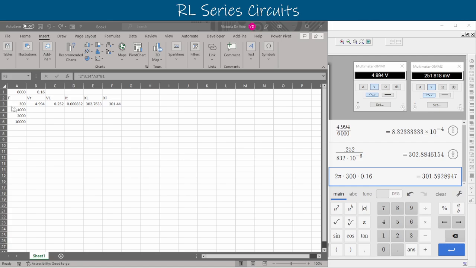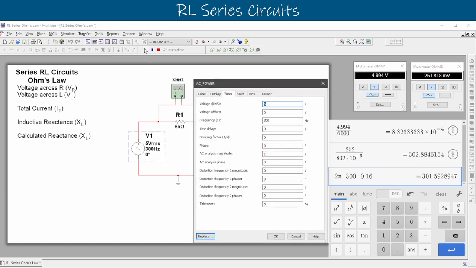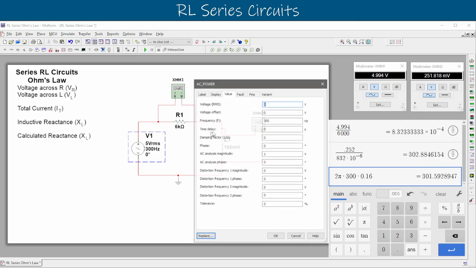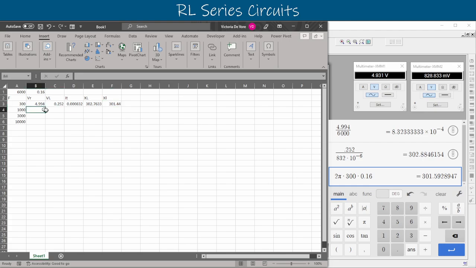So let's adjust the frequency to 1000 in our Multisim. So we'll go back here, and we'll double click on our circuit here. It's actually still playing, so let's cancel that and we'll stop it. We'll double click and adjust this to 1K or 1000, and we'll hit play on that and we'll see what our voltages are. And when we go back into Excel, we can add those in here.